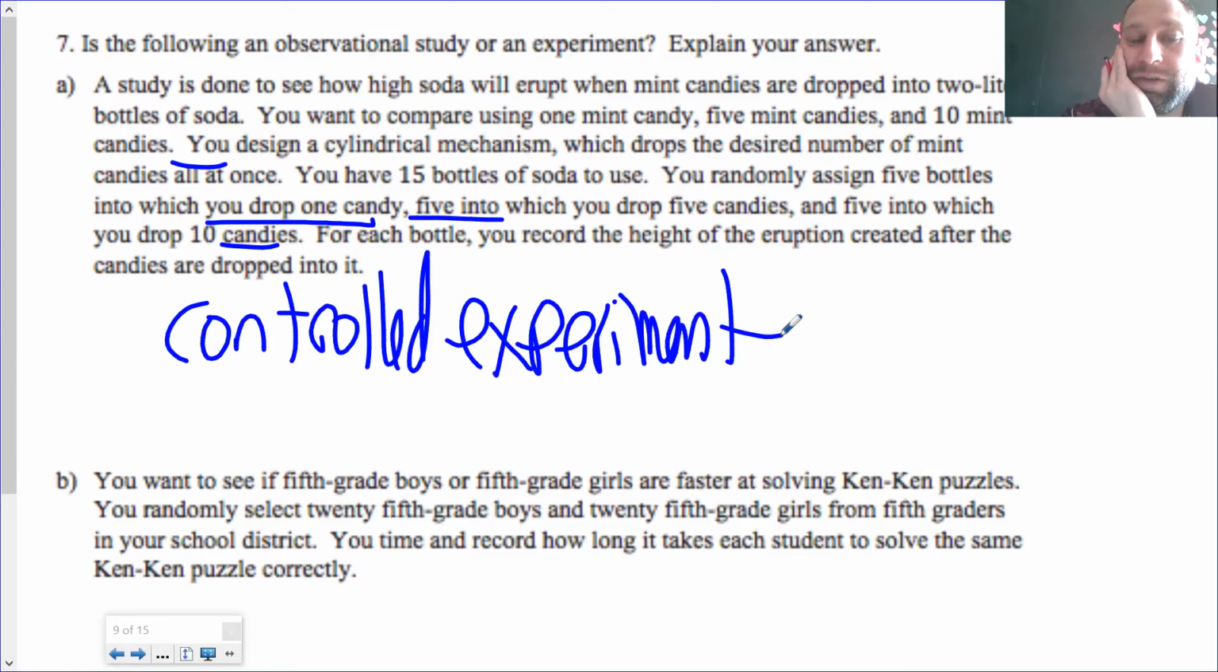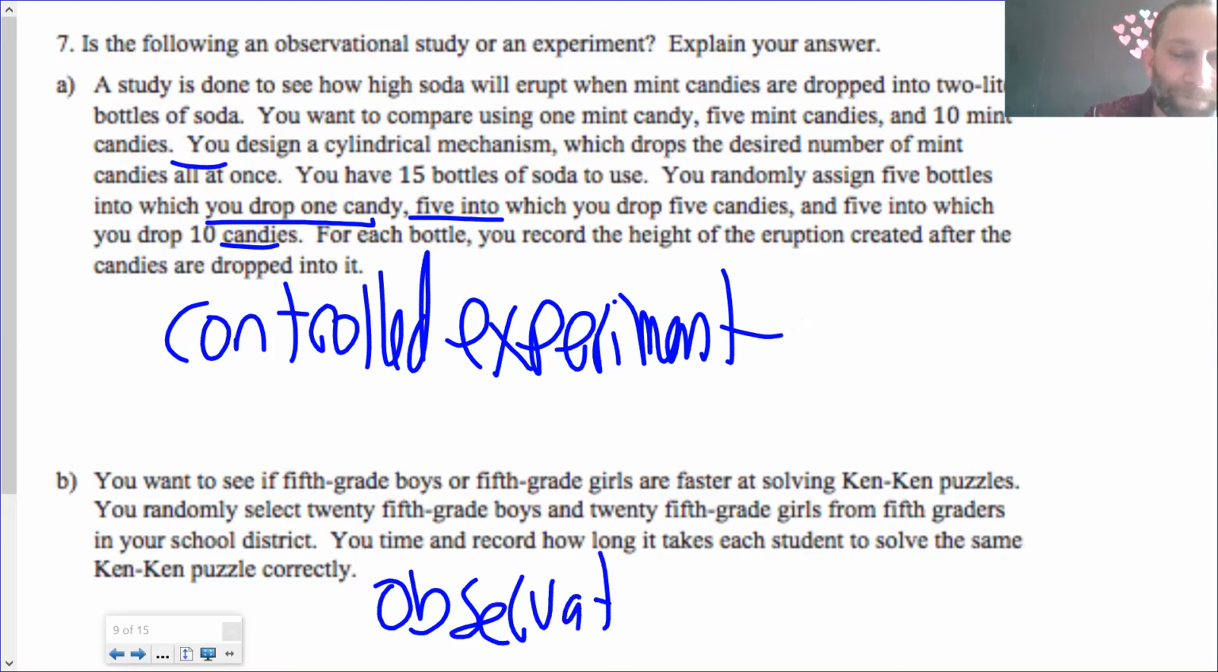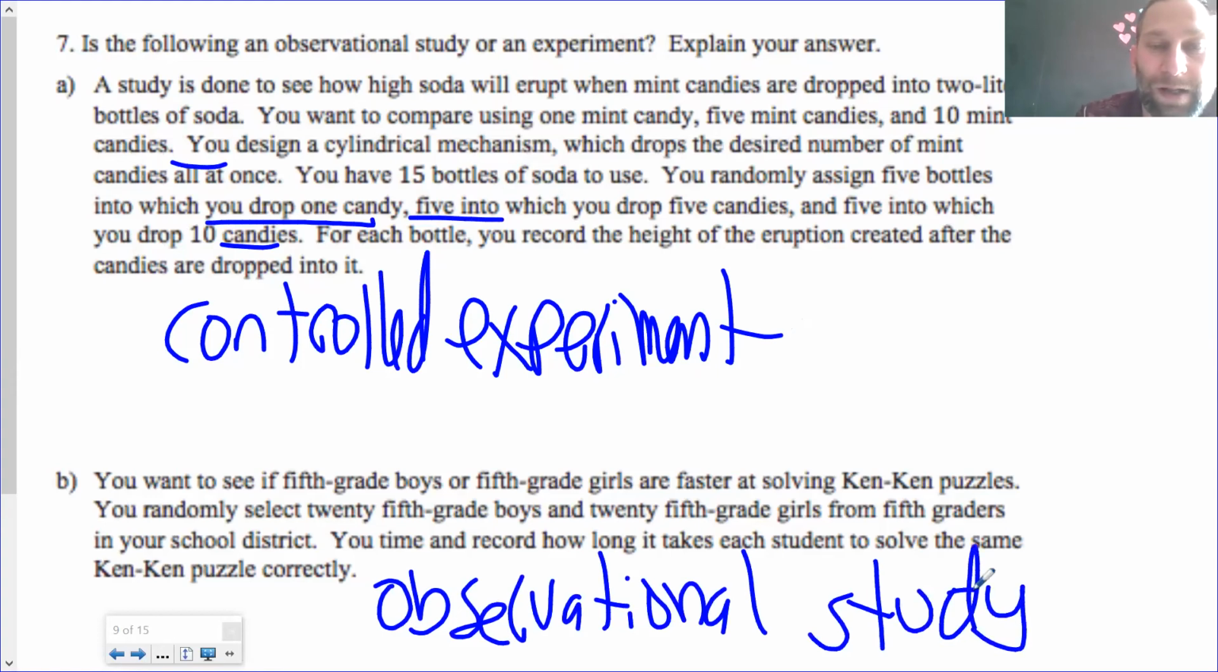You want to see if 5th grade boys or 5th grade girls are faster at solving Ken puzzles. You randomly select 20 5th grade boys and 20 5th grade girls from 5th graders in your school district. You time and record how long it takes. You're not doing anything to affect how fast they're doing it. You're just observing how fast they're doing it. That's an observational study. If you were doing something to affect how fast they were doing it, that would make it into a controlled experiment. Here, you're physically dropping things in. You're physically altering the outcome. You're not doing that in B. You're just observing how fast they're doing it without affecting how fast they're doing it.